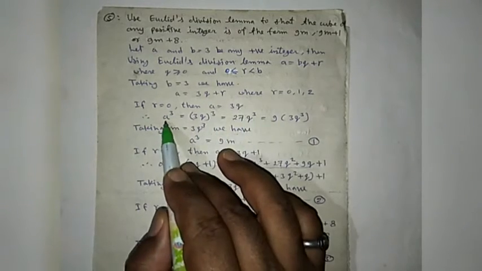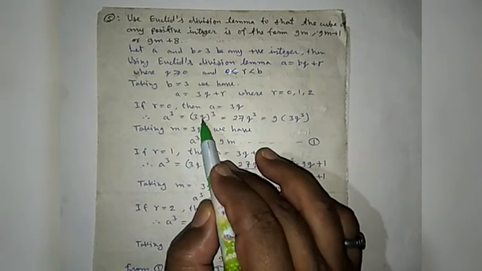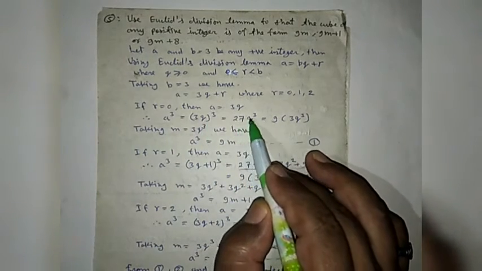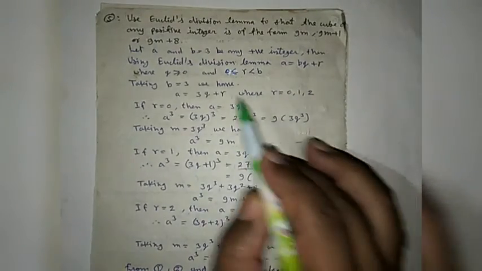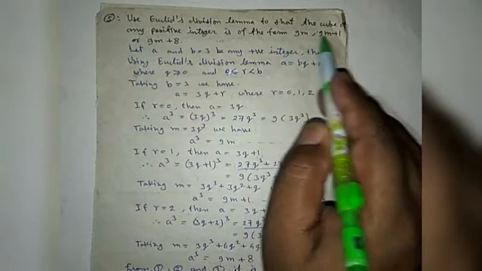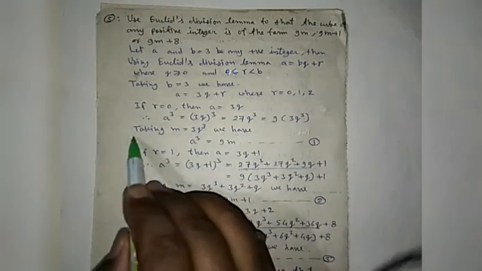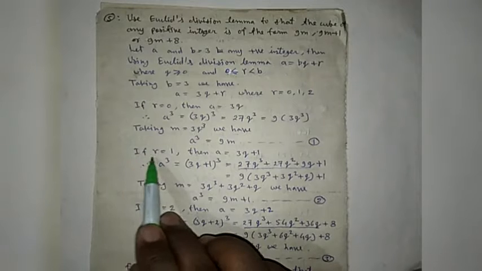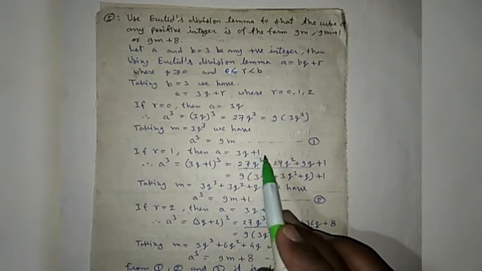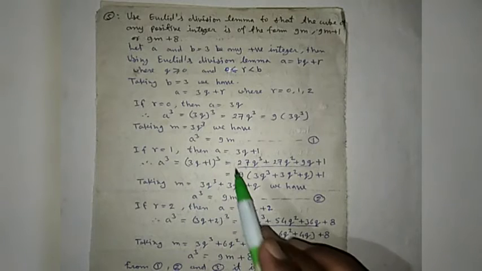Taking cube on both sides, it will be a cube equal to (3q) whole cube, that is equal to 27q cube. Taking 9 as common, because we have to show the form 9m, it will be equal to 9 into bracket 3q cube. Taking m equal to 3q cube, we have a cube equal to 9m, which is the first form. Now in case 2, if r equal to 1, then a equal to 3q plus 1. Taking cube on both sides, a cube equal to (3q plus 1) whole cube. Here we apply the (a plus b) whole cube identity: (a plus b) whole cube equal to a cube plus 3a square b plus 3ab square plus b cube.